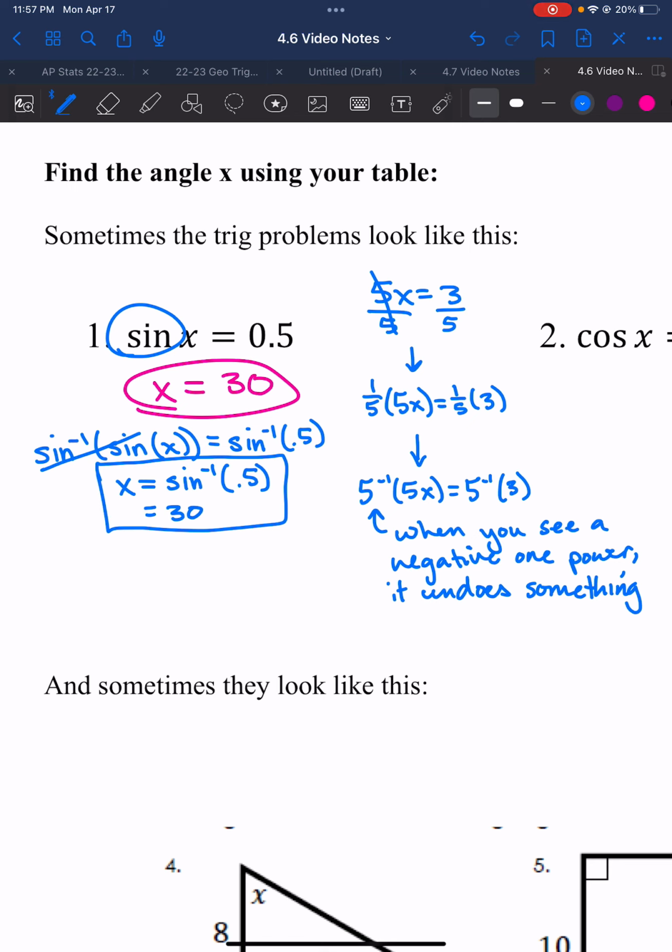So I want you to pause the video. I want you to try number 2 on your own. And I want you to get an answer that looks like this. I want you to write the inverse function notation and the value. So pause the video, give that a shot, use that trig table, put it to good use.